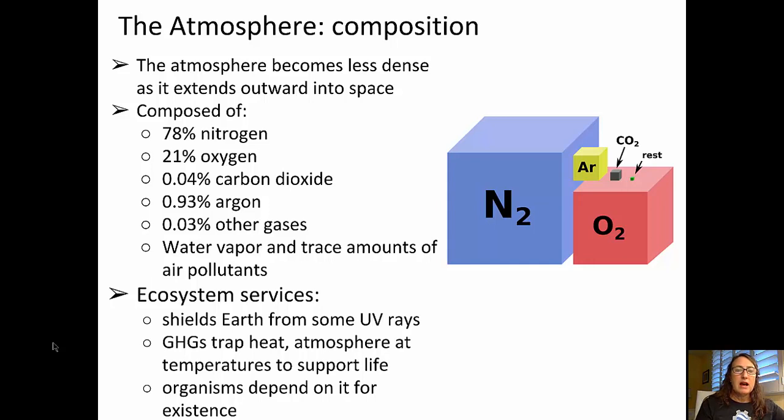The atmosphere provides several ecosystem services, including shielding the Earth from some ultraviolet rays, and being a greenhouse gas trap that traps heat, which we often hear in the media is a bad thing, but actually it's necessary. If we didn't have the atmosphere to trap some heat near the surface, the Earth wouldn't sustain life.